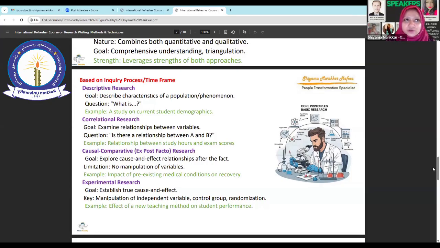So ex post facto, for example, if you analyze children, whether their education level or their scores are affected by parents' divorce, these things, family conditions, you say. So here, by the time the researcher is doing the research, the cause is already done.